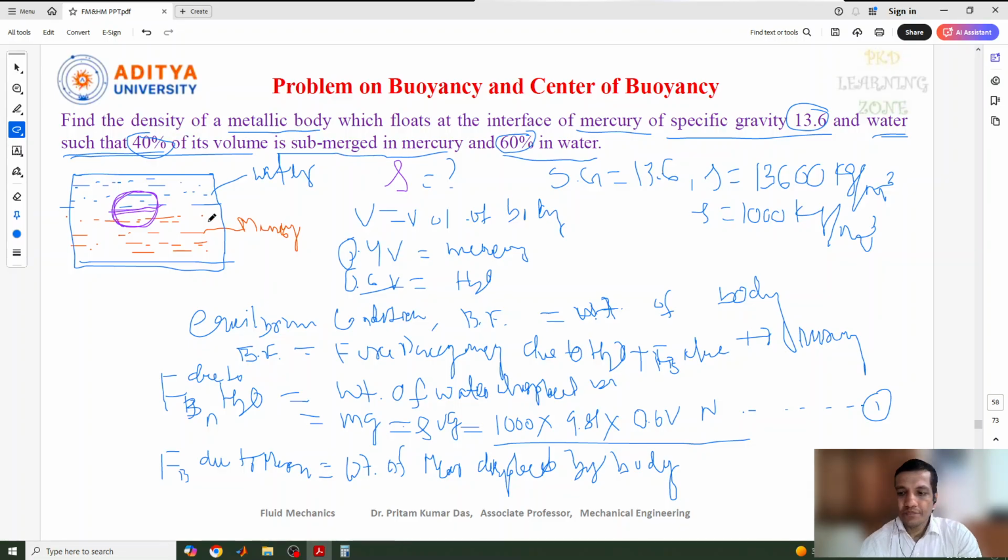metallic body. So this is the procedure we need to follow to solve problems related to buoyancy and center of buoyancy. I hope you understood how to solve the problem related to this.